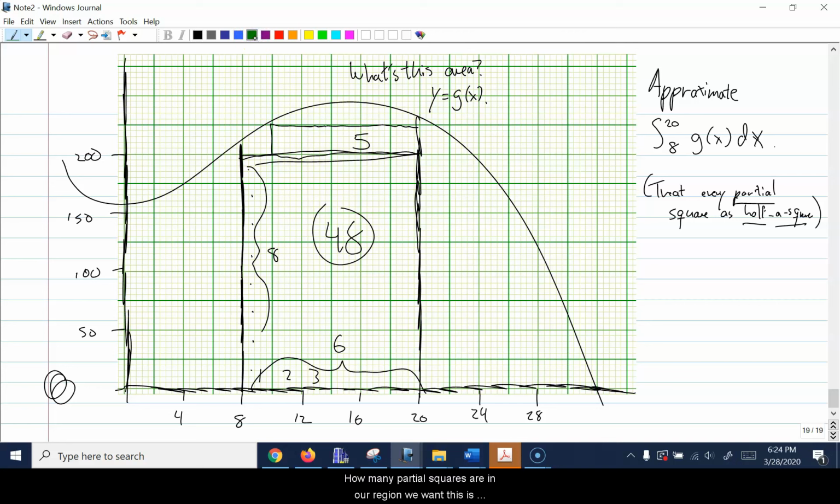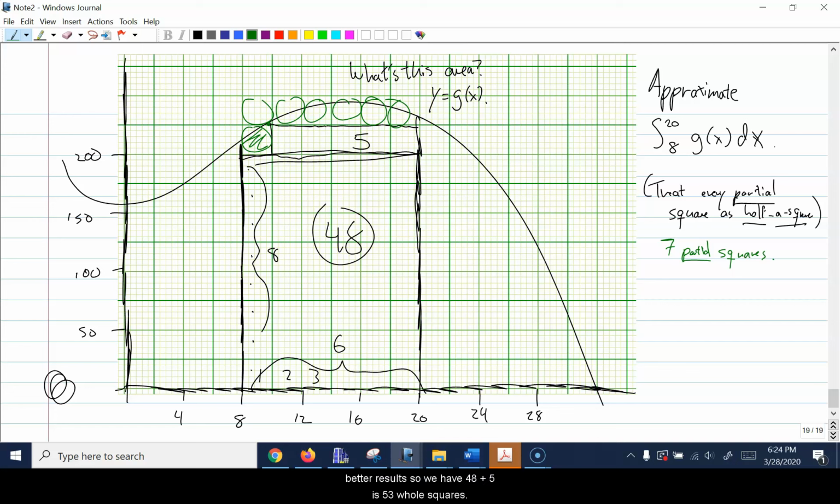How many partial squares are in our region? This is part of a square, so that's 1. This tiny little fragment is most of a square. Feels like I should throw it away. Don't throw it away. Just call it half a square. 1, 2, 3, 4, 5, 6, 7 partial squares. Some are more than half, some are less than half, and our brain's judgment of how much of a square it is is usually pretty bad. Letting the law of averages say on average they should be about half a square tends to give you better results.